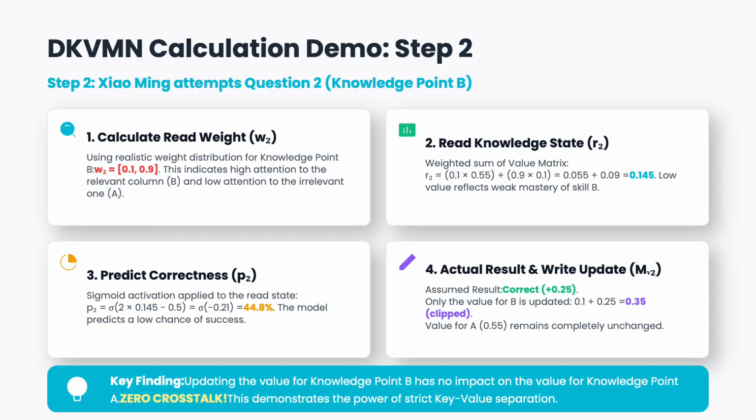The model will update the mastery level of B in the content page, raising it from 0 to a positive number. Here's the most crucial point. Notice that when updating B's mastery level, A's mastery level is completely untouched. This is what we call zero crosstalk. Learning knowledge B does not interfere with our memory of A. It's like writing on page B of a notebook. You will never accidentally write on page A. This is the essence of how DKVMN solves DKT's pain point.